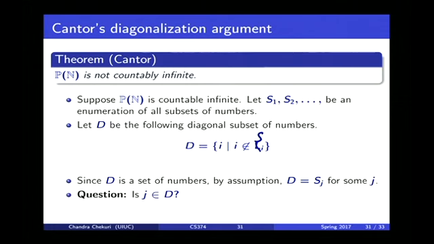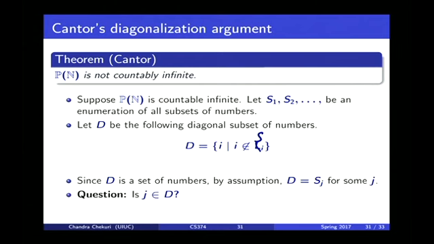Now the question is, what if j is not in D? There are only two possibilities for j, right? Either it's in D or it's not in D. Suppose j does not belong to D. Well, j does not belong to Sj then, right? But by the definition of D, j should be in D. So in either case, you get a contradiction.